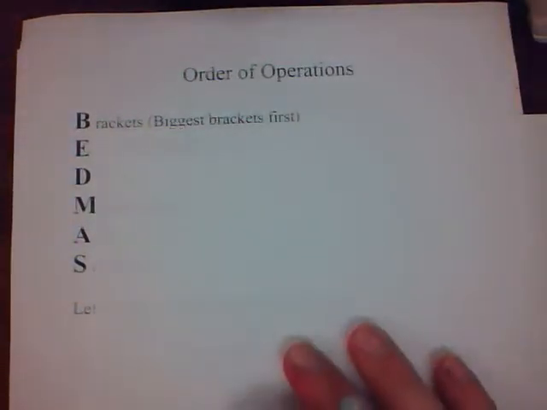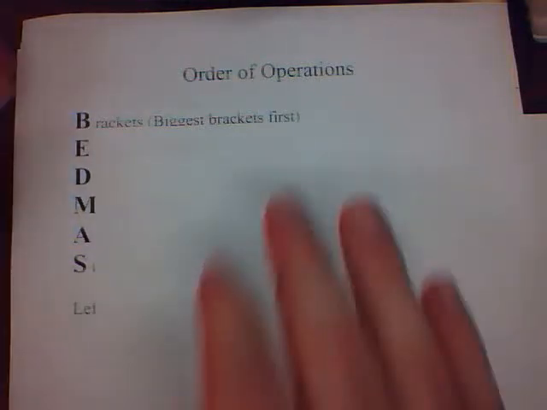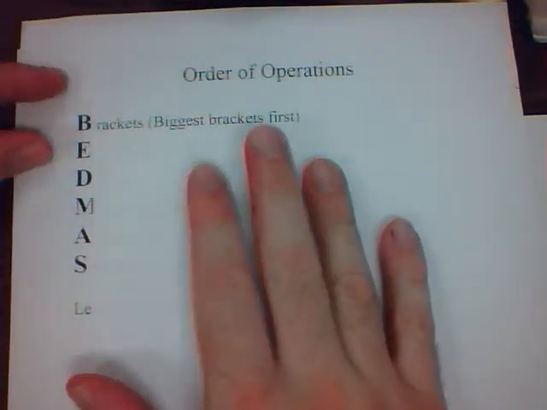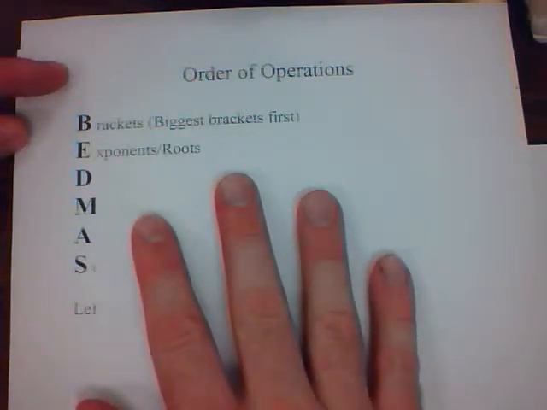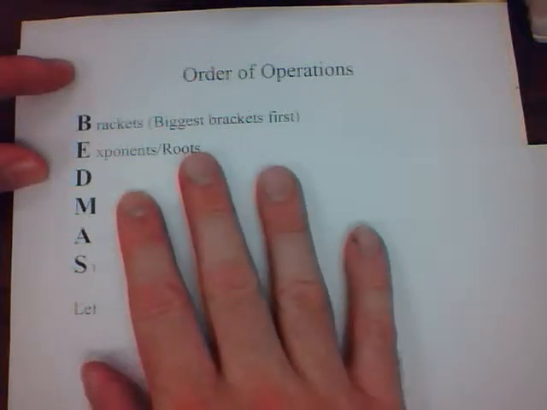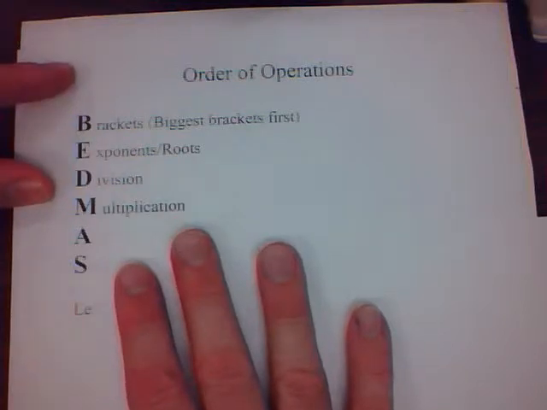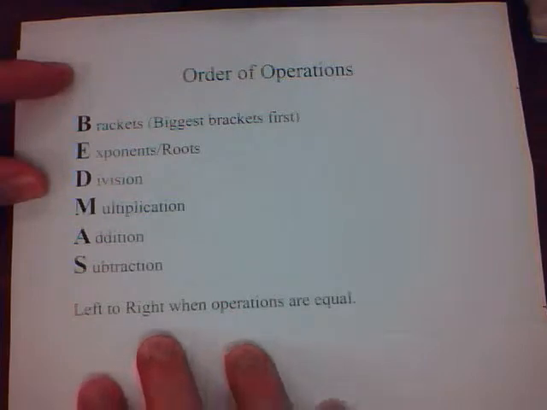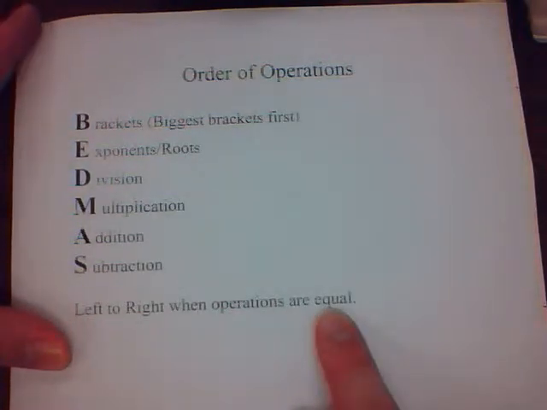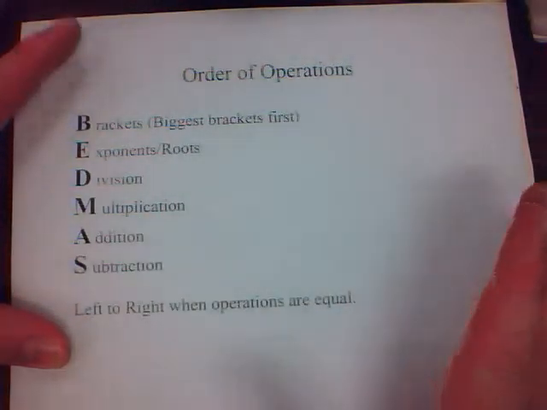This is something you must memorize. You have to know this off by heart, inside out, upside down, and backwards, because it is absolutely fundamental to so many things you're going to be doing. Next are exponents and roots. And if you don't know what those are, we are going to be learning them later on. Next, we have 2 operations we're quite familiar with, division and multiplication. And last, addition and subtraction. I've also left a small note, left to right when the operations are equal. If you have 2 that are the same, you go from left to right.